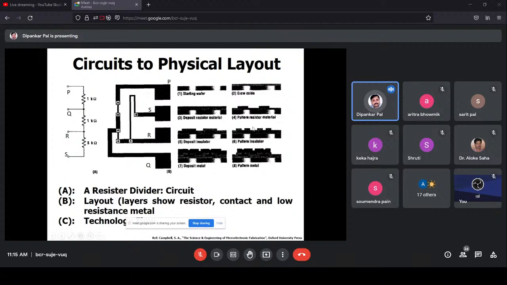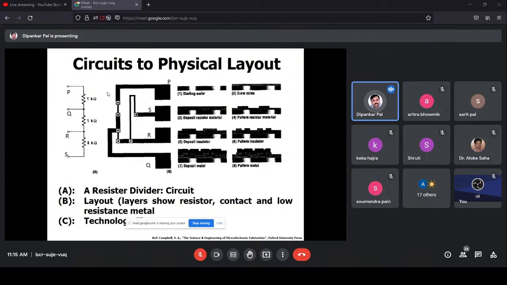So therefore, generally we use metal, and these materials are basically polysilicon. And these are basically metals. So the patterning of the resistor material is done. And then after that, you create a cover of insulation. Now, after doing an insulation, you generally cover the whole surface with another layer, which is known as a passivation layer or silicon nitride.